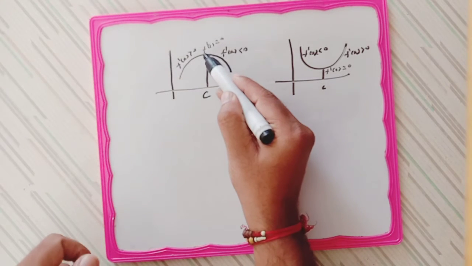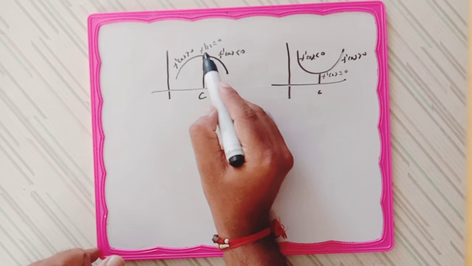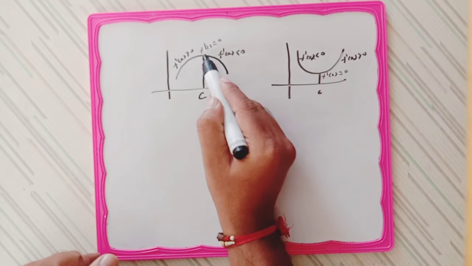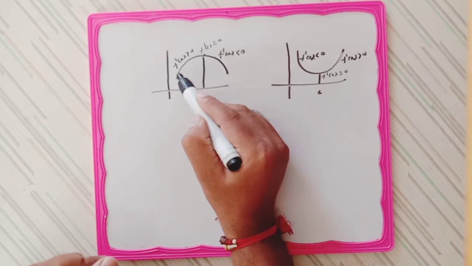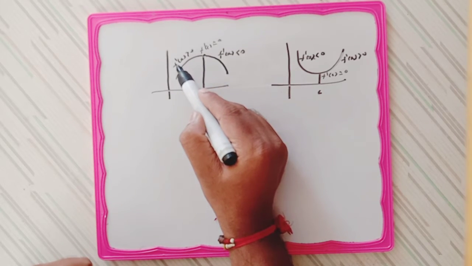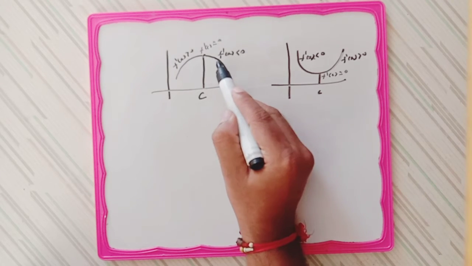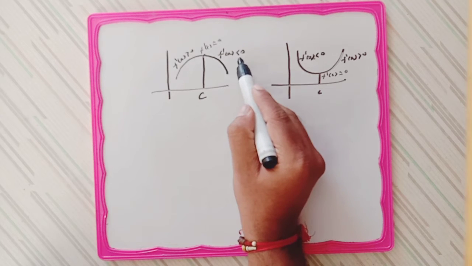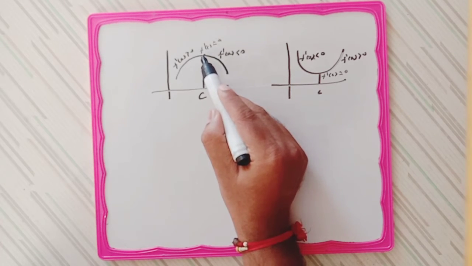Now we have studied that f dash c is 0. As c is the maximum value, the graph was increasing before it. We have studied increasing and decreasing functions: when the function is increasing, f dash x is greater than 0, and when the function is decreasing, f dash x is less than 0, and at an extreme point f dash c must be 0.